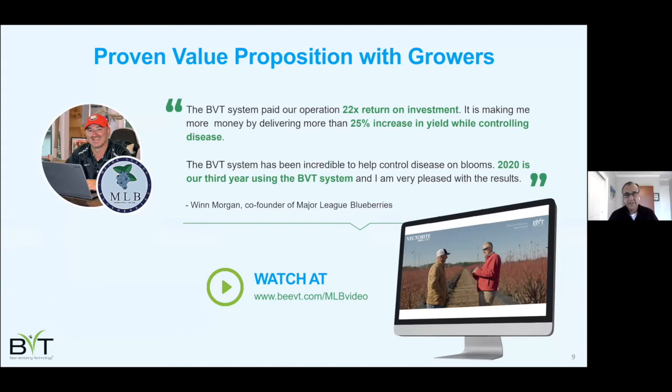We priced our system to target giving growers somewhere around a 12 to 13 times return on investment. And that's very much in line with the expectation for a fruit and vegetable grower when they invest in a new technology. What we're finding is in certain cases, the growers are actually even getting a higher return on investment.